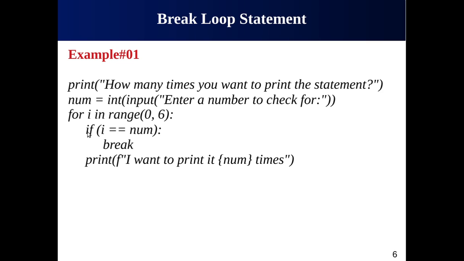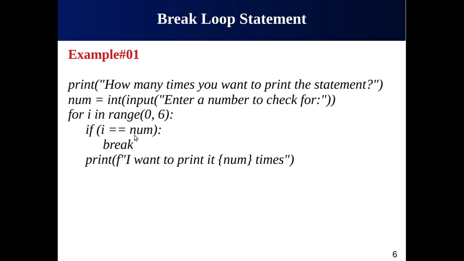But inside the loop body, we are actually checking a condition with the help of an if statement. If i is equal to num, then break. Otherwise, print the statement "I want to print it num times." Num is actually the variable, and if you want to access the value of that variable, you have to place num inside these brackets.